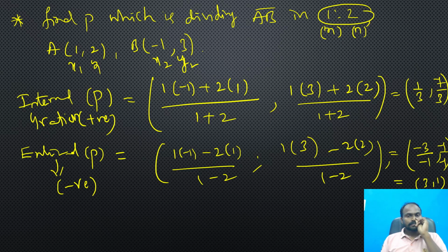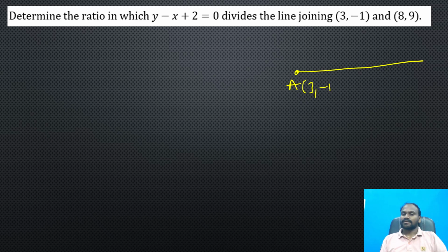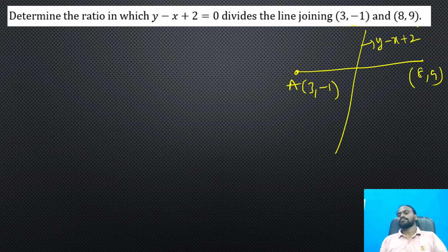Okay, right. But sometimes the questions will be like this: determine the ratio in which the line divides the line segment. For example, there is a line segment joining the points 3 comma -1 and 8 comma 9, and another line, y minus x plus 2, is dividing it in what ratio? That is what they're asking. Indirectly they are asking us to find the point which divides the given line A and B in some ratio. We don't know that.